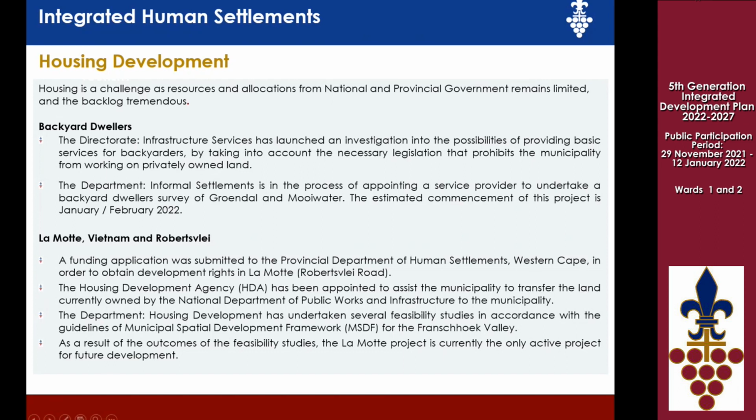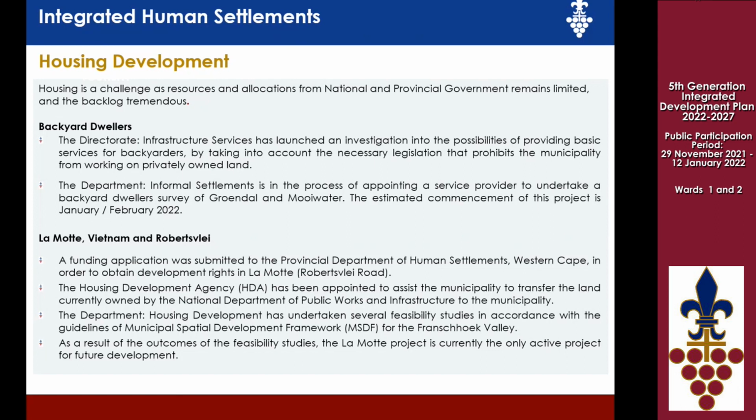So backyard dwellers, the Directorate Infrastructure Services has launched an investigation into the possibilities of providing basic services for backyarders by taking into account the necessary legislation that prohibits the municipality from working on privately owned land. And in terms of that, we are allowed to make more than one electricity connection or more than one water connection or sanitation connection, but the owner of the property should pay. The department in informal settlement is in the process of appointing a service provider to undertake a backyard dweller survey of Groendal and Mooiwater. The estimated commencement of the project is between January to February 2022.